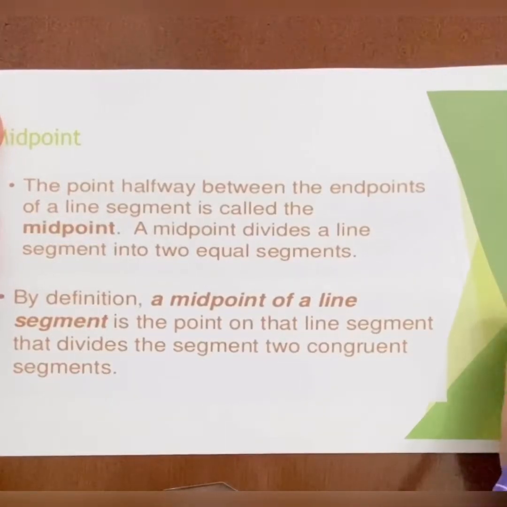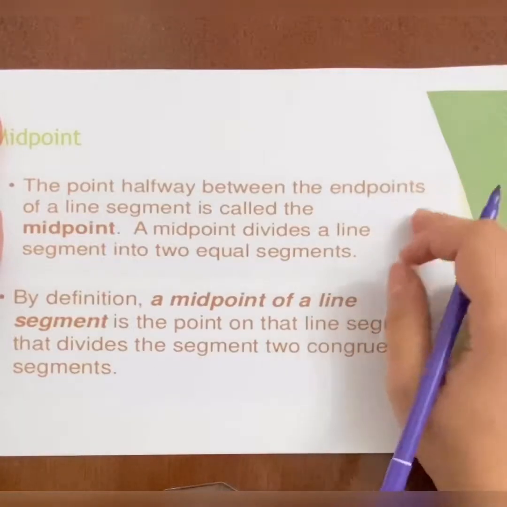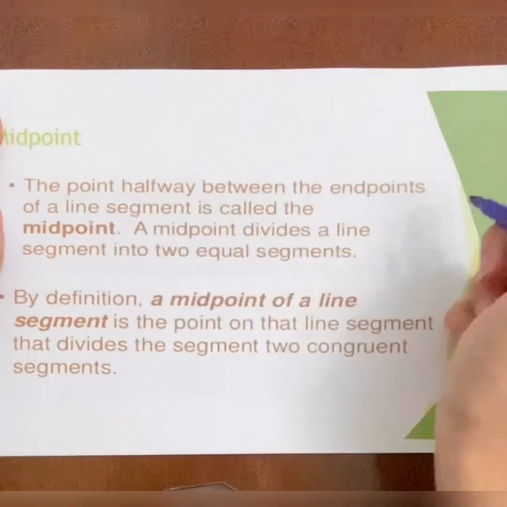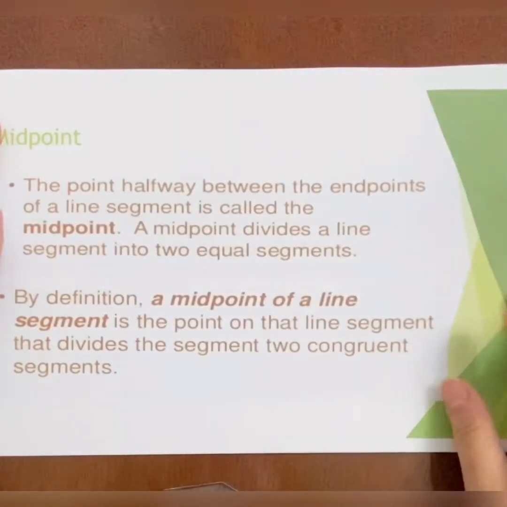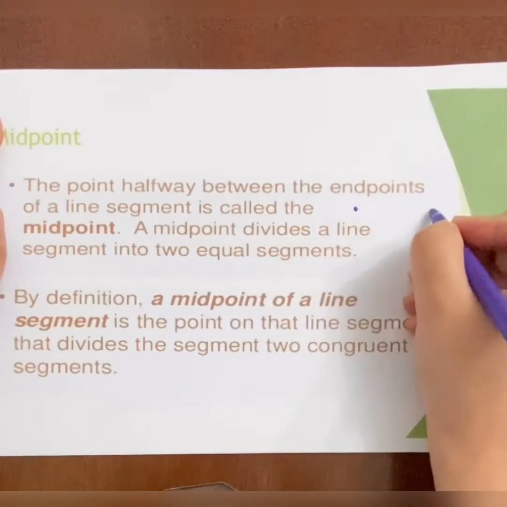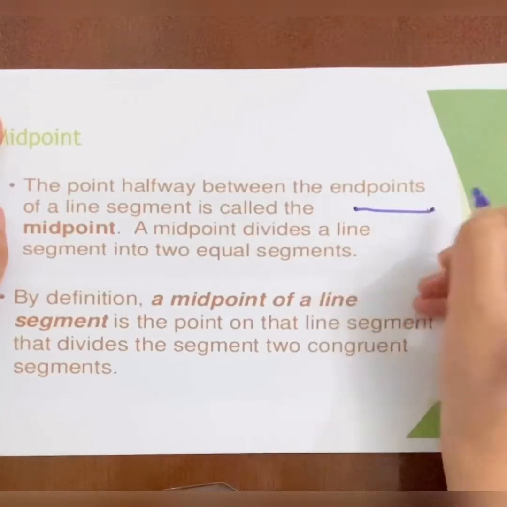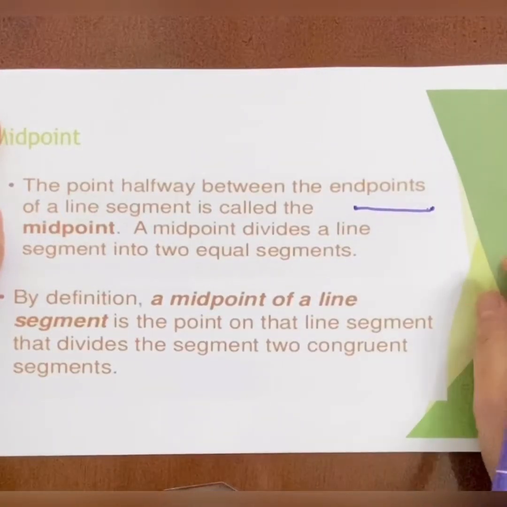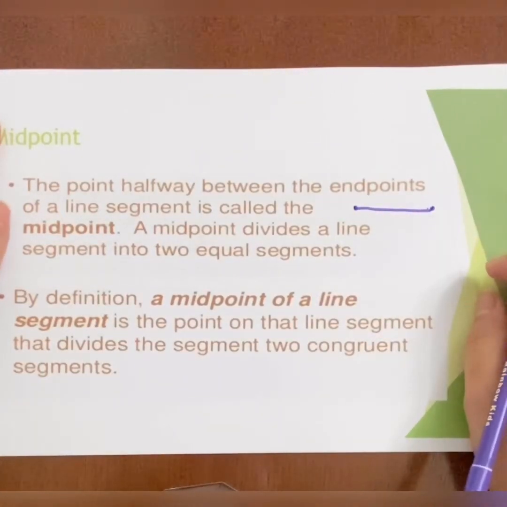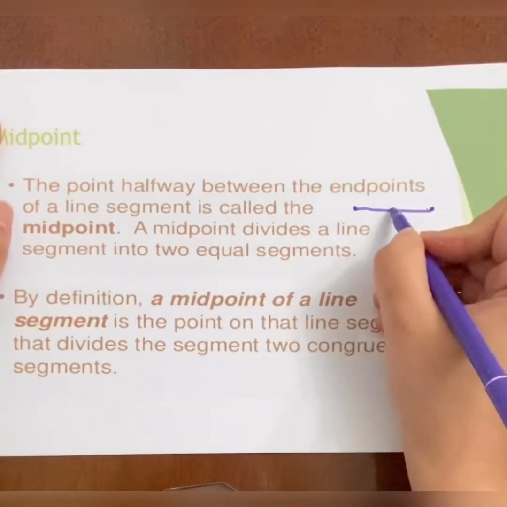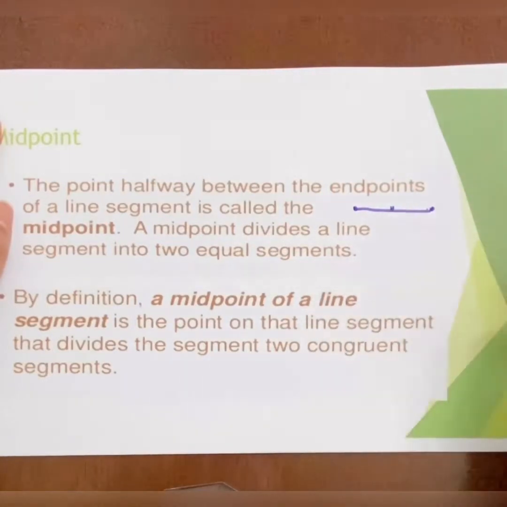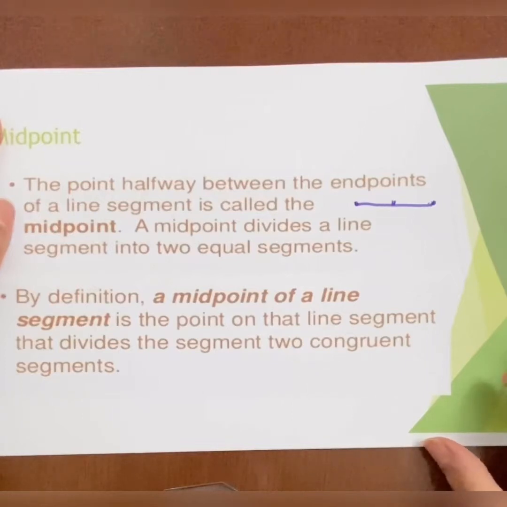Midpoint. What do I mean by midpoint? Midpoint is the point that is halfway between two endpoints. Two endpoints of what? Of a line segment. As you know, what do I mean by a line segment? It's a line that has two points. It has a starting point and it has an ending point. Okay? So this is called a midpoint. What we have exactly halfway, this is called the midpoint.